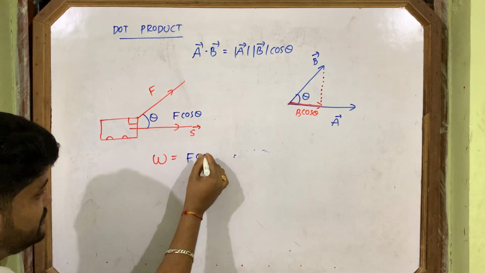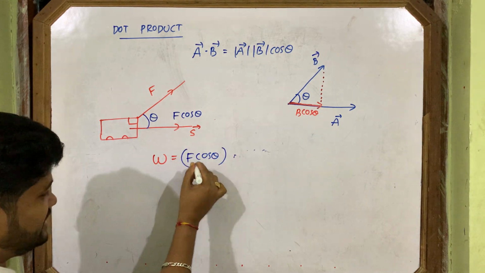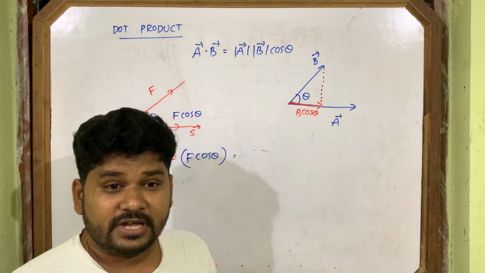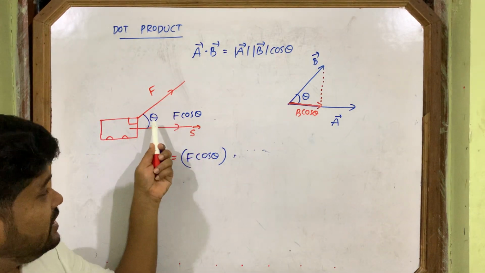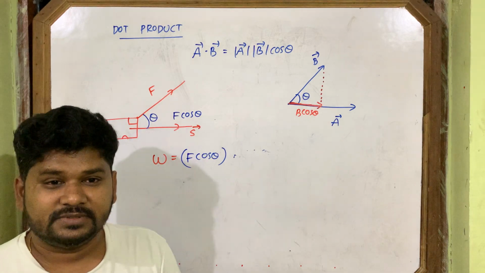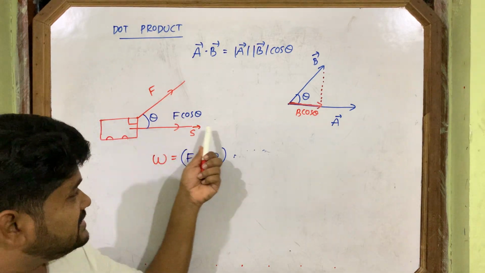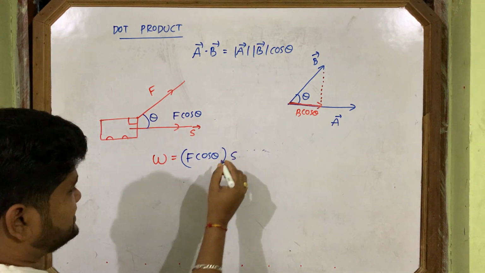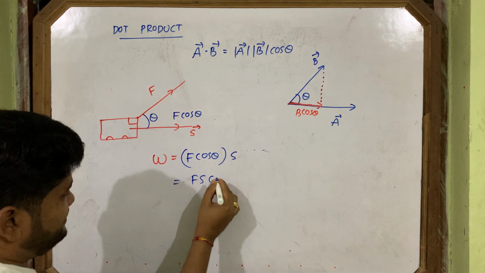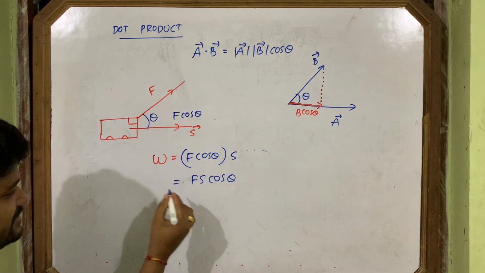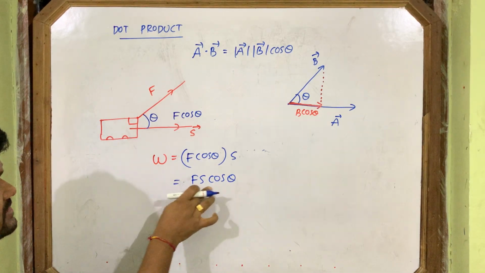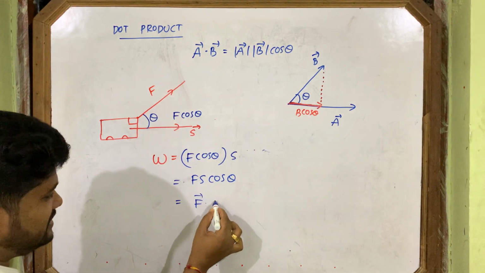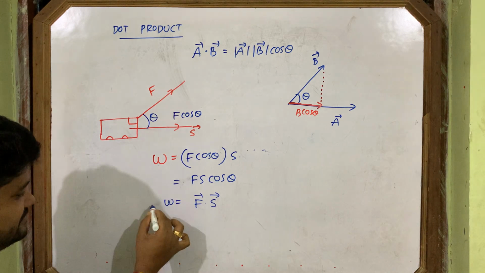So how much work is done now? F cos theta is the force. F is not the force doing work. Only F cos theta is doing work. The force which is along the displacement, that only does the work. So F cos theta into S. So this is F S cos theta, which comes under this formula. So this is F vector dot S vector.